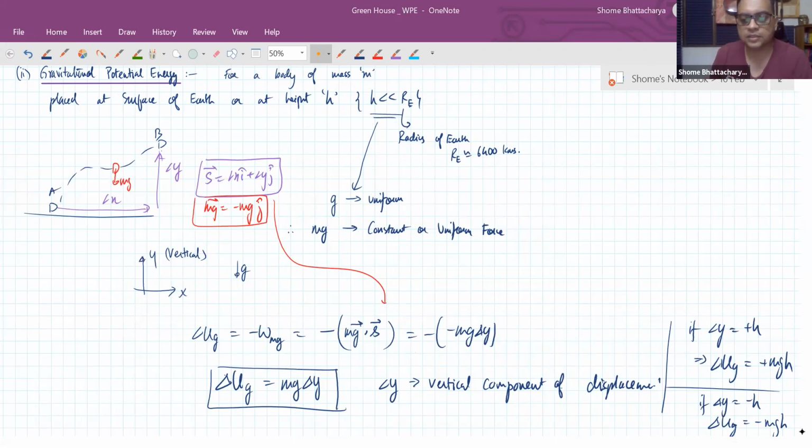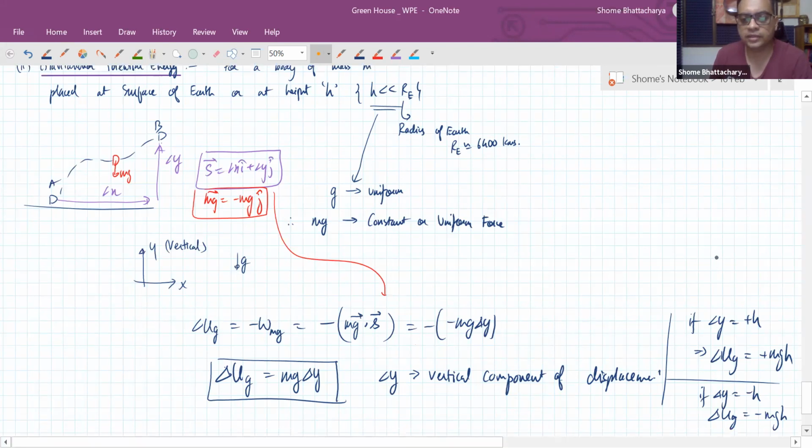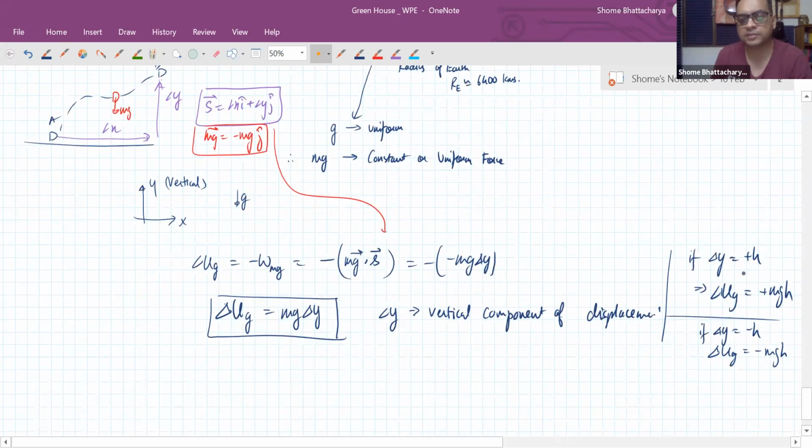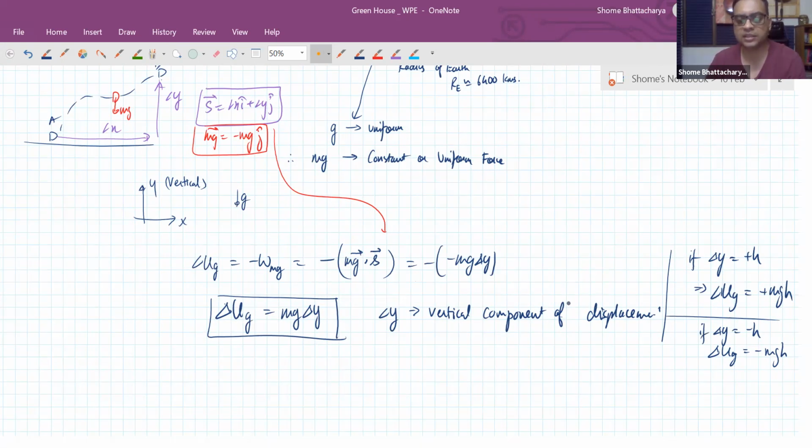Yeah, Tej, I've explained that over here, that if the change in vertical coordinate is positive, that means we are taking the body to a greater height from its initial height, then gravitational potential energy is having a positive change, that means it's increasing. Whereas if the body is coming down to a lower height from where it started, so delta y is a negative quantity, then delta U will also be negative. So a body that is decreasing in its height will lower its potential energy, and a body whose height is increasing will be increasing its potential energy.